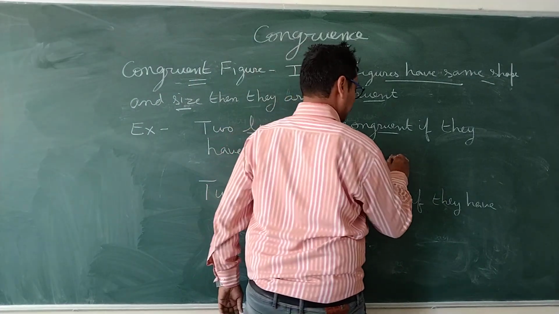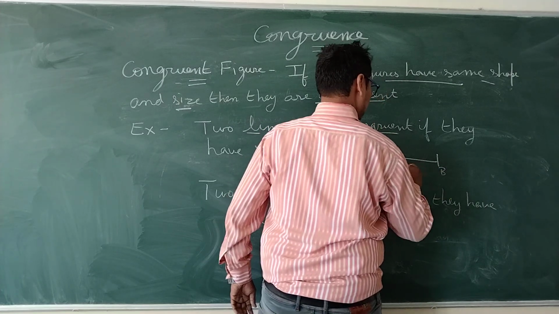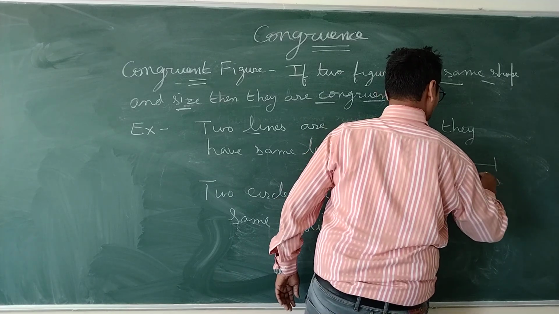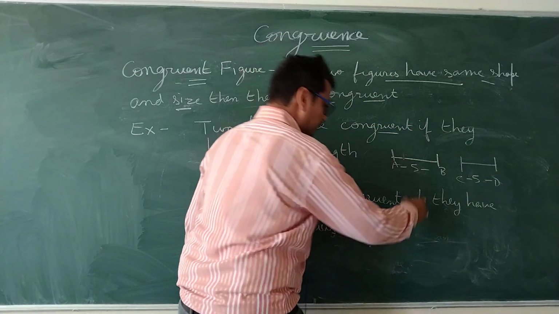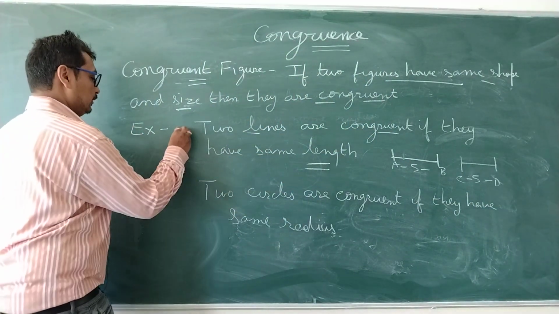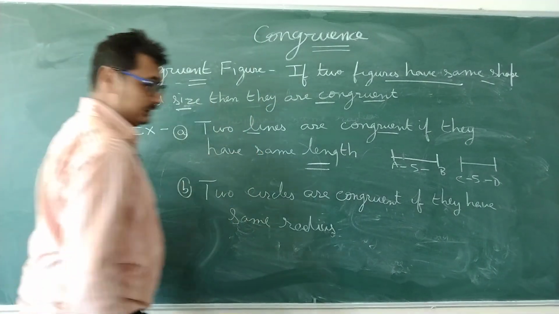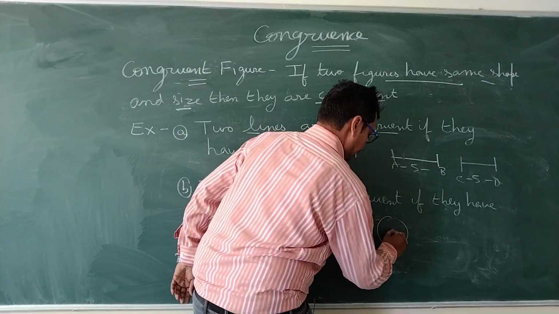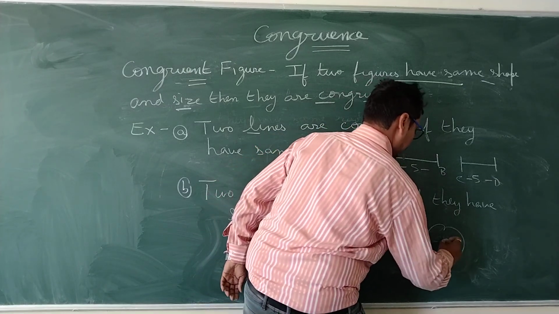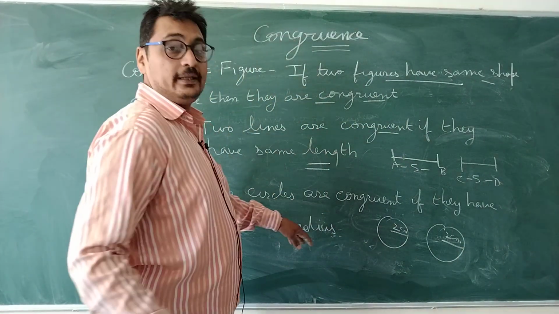Suppose we have two lines of the same length. Let us say AB is 5 cm, and we have another line CD, which is also 5 cm. Since both lengths are equal, they are congruent. Take another example. Two circles are congruent if they have the same radius. Suppose we have two circles. This is circle 1, which has a 2 cm radius, and we have another circle, which also has a 2 cm radius. Then they both are said to be congruent.